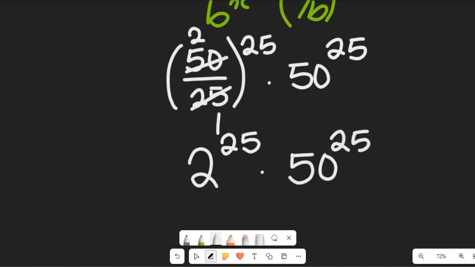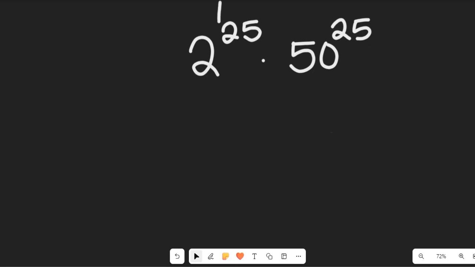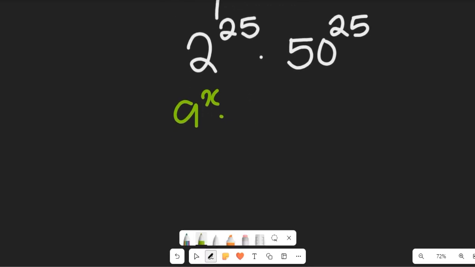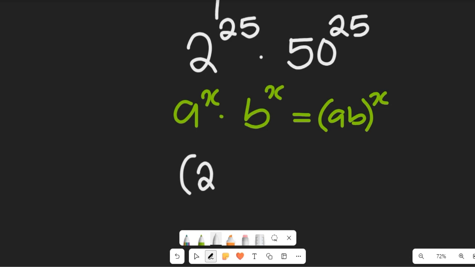So what do you see here? You see that we have a situation where we have different bases but the same power. Now recall this law of indices, that if you have a to the power of x multiplied by b to the power of x, this can simply give you a multiplied by b, all to the power of x. So that simply will give me 2 multiplied by 50, all to the power of 25.